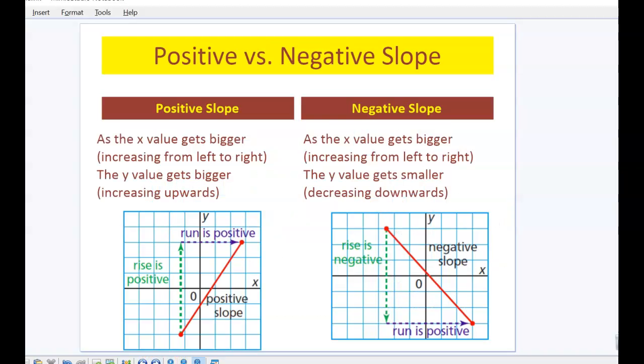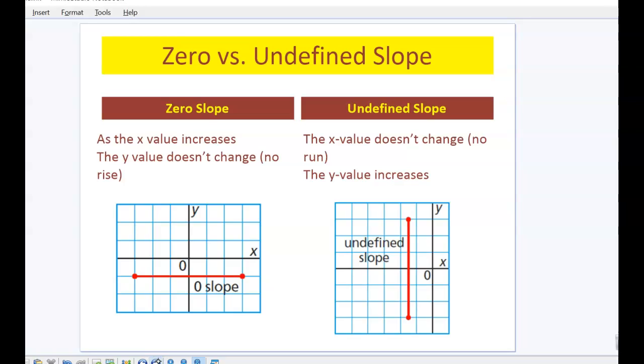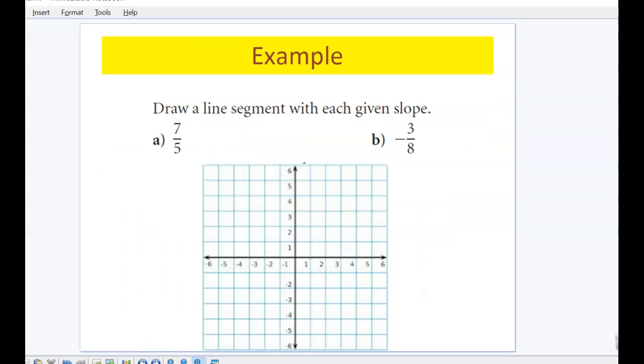All right, a positive slope is a slope where the line is going uphill and increases from left to right. The y values are getting bigger. A negative slope, the y values are getting smaller, and the graph is decreasing from left to right. A zero slope is a horizontal line, and a vertical line has a slope that is undefined, and we talked a bit about that back in chapter 5.